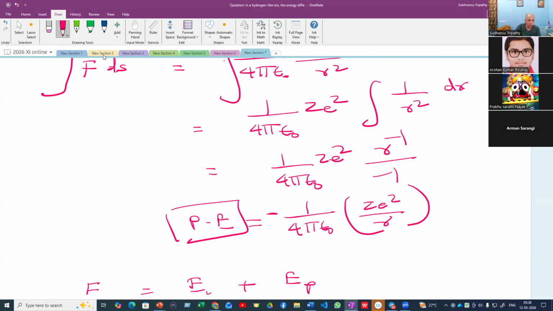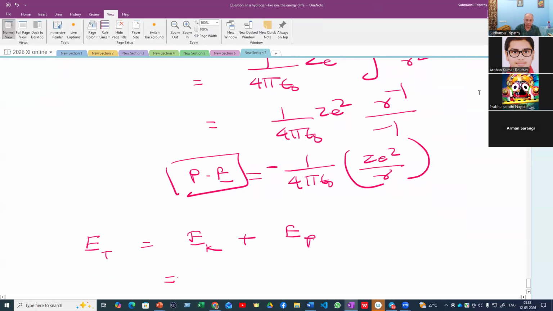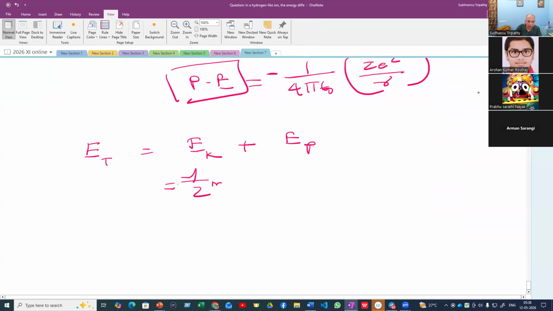So the energy will be negative. It has lost. That means to remove the electron from there to infinite distance, you have to give energy. It has lost, so its energy has decreased. It has not gained energy, it has decreased energy. That is why it is minus. So this is half mv square, which is positive, and this potential energy is minus 1 by 4 pi epsilon naught Z d square by R.